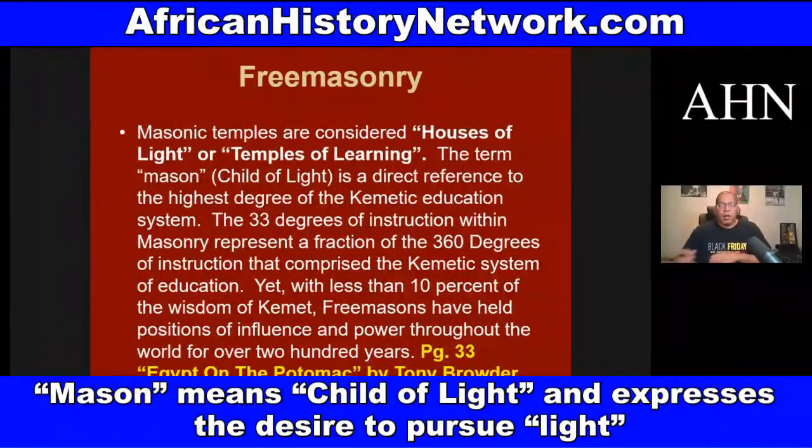Now, Masonic temples are considered houses of light or temples of learning. They were also referred to as the Per Ankh, house of life. The term Mason, child of light, is a direct reference to the highest degree of the Kemetic education system. The 33 degrees of instruction within Masonry represent a fraction of the 360 degrees of instruction that comprise the ancient Kemetic system of education. Yet with less than 10% of the wisdom of ancient Kemet, Freemasons have held positions of influence and power throughout the world for over 200 years.